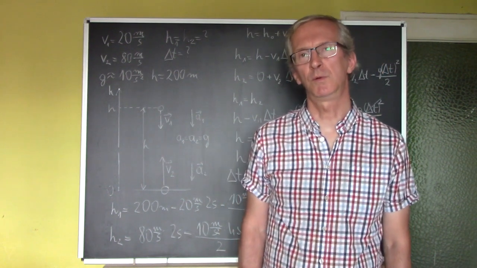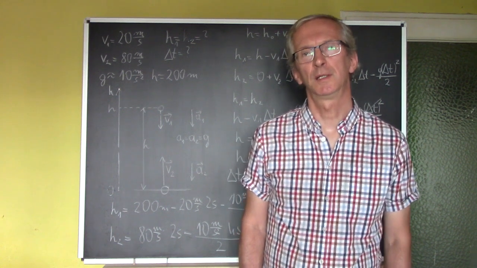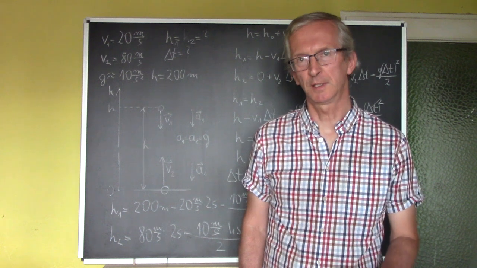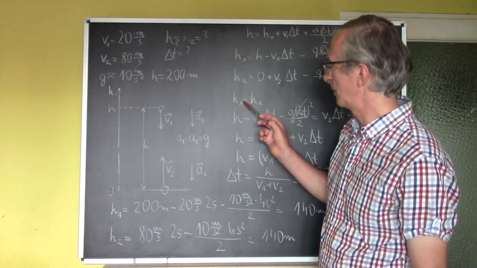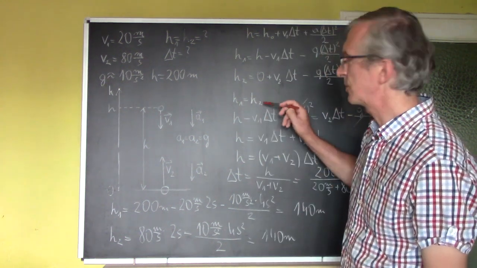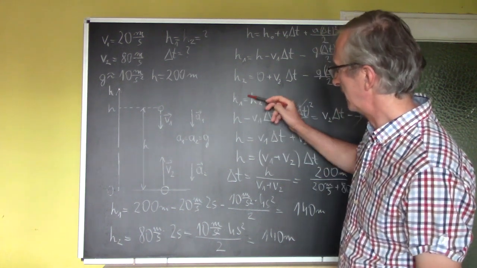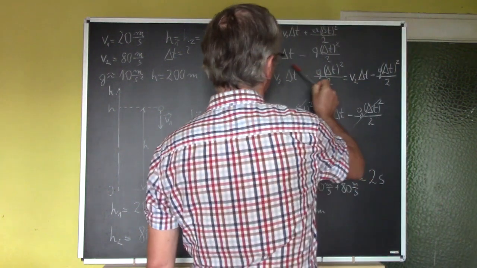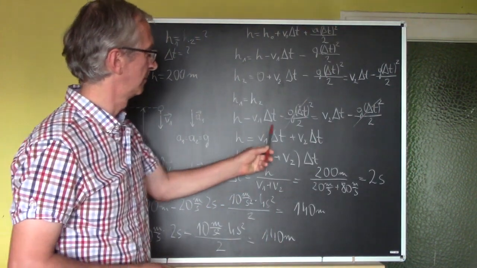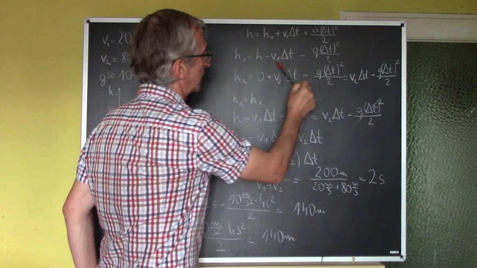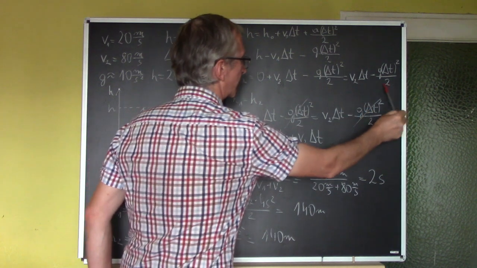Now we want to know where and when these balls will meet. And we know that in the moment when they meet, they will be in the same place. So h1 equals h2. We put, instead of h1 and h2, the right sides of these equations. It's done here. Instead of h1, we put that expression. Instead of h2, we put this expression.